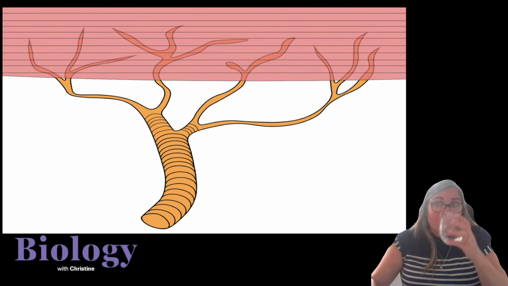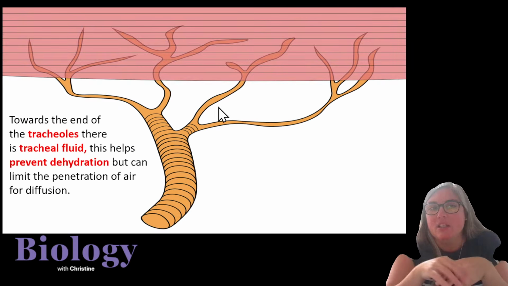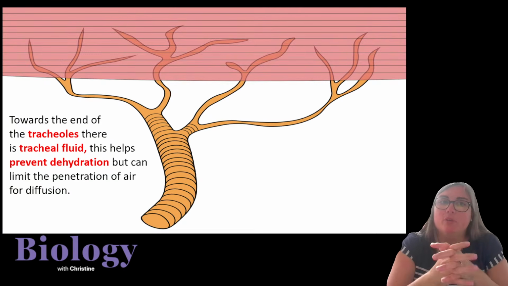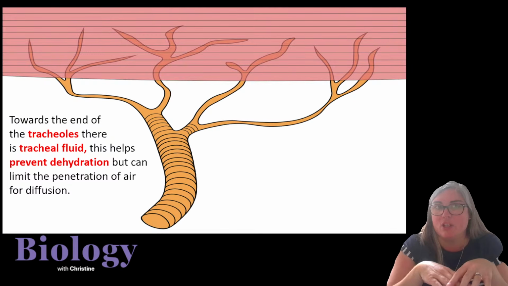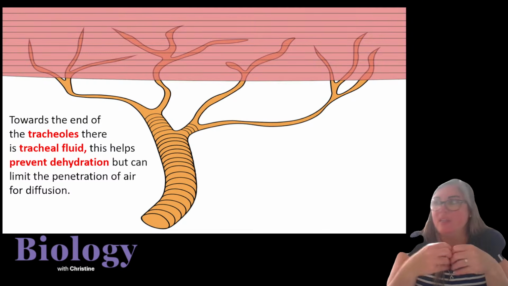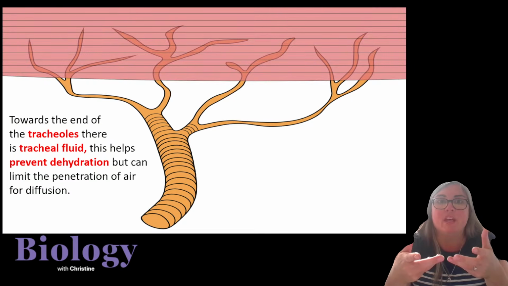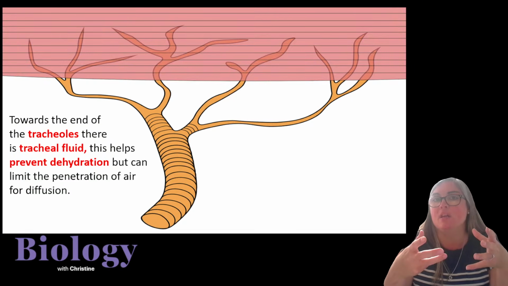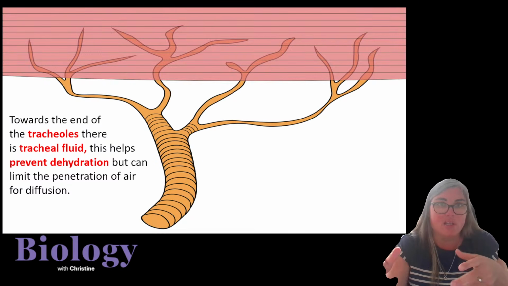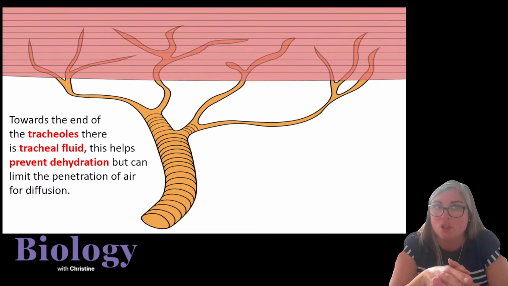Okay. So if we get towards the end of the tracheoles, there is tracheal fluid. Now, the tracheal fluid is important because it is needed to prevent dehydration. Just like we are potentially becoming dehydrated, as you can see, I keep having to drink because I'm talking so much. I am losing water vapor when I am breathing, and so the more I do, the more potentially I lose, and I could become dehydrated. So I have to replenish that. So they have tracheal fluid to prevent dehydration too.